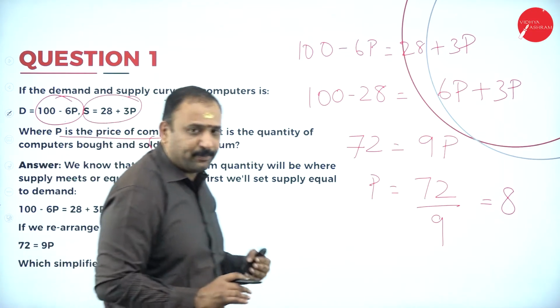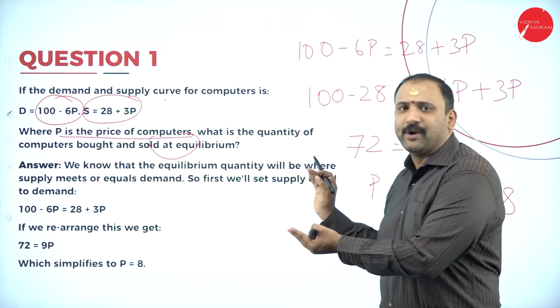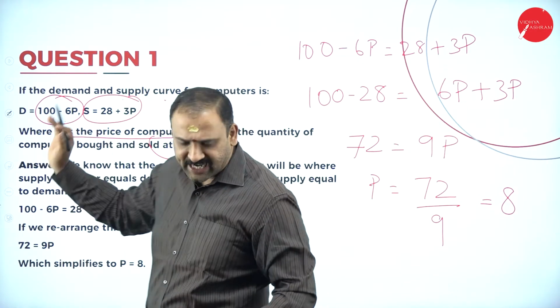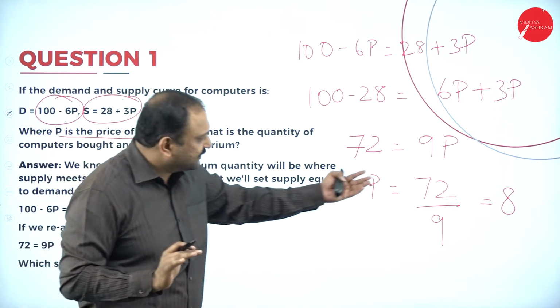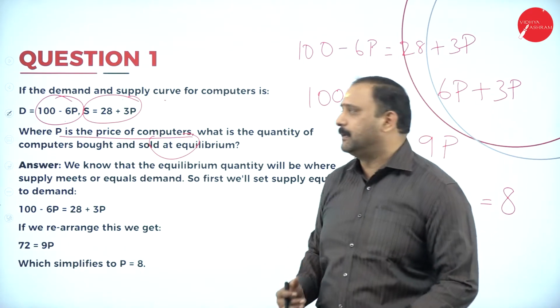It's a very, very simple problem. Two equations would be given. You have to just equate both the equations. You have to bring all the numbers to one side, variables to the other side, then divide it. You will be able to get the answer. It's a very, very simple problem.